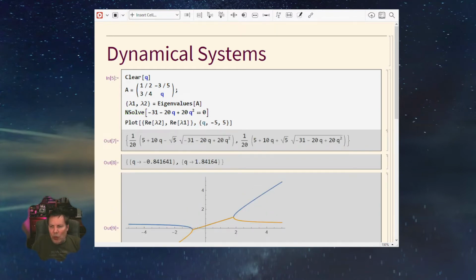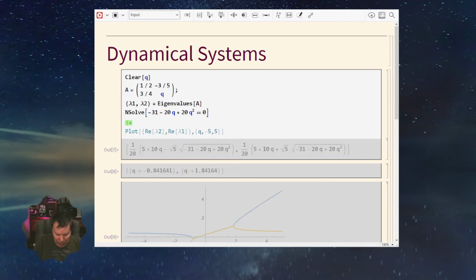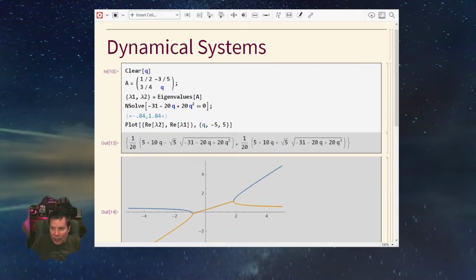If I do that, I wind up getting two numbers here. Now, I'm going to put a comment here so I can remember these numbers if I decide to get rid of this. This is about 0.84, and this is 1.84, give or take, just so I can remember that. So I'm probably just going to comment that out so when I look at my solutions, I don't have a ton in there. Any Q value between these is going to produce a complex eigenvalue.